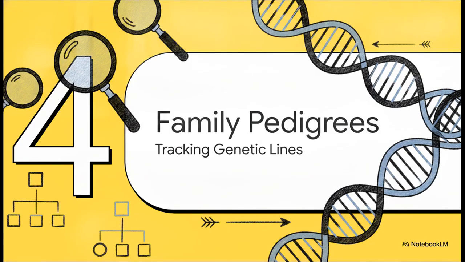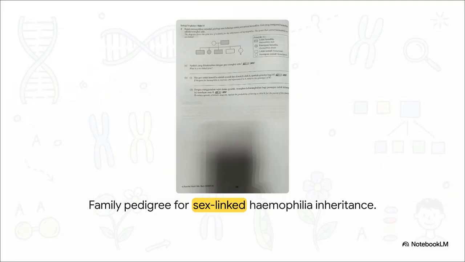Okay, on to Section 4, decoding family pedigrees. Take a look at this pedigree chart. It maps out hemophilia, which is a condition where a person's blood fails to clot normally. Genetically speaking, it's super fascinating because it's a sex-linked recessive disorder. The gene that controls this blood clotting factor is located entirely on the X chromosome. The Y chromosome is physically shorter and literally just does not carry an allele for this trait at all.